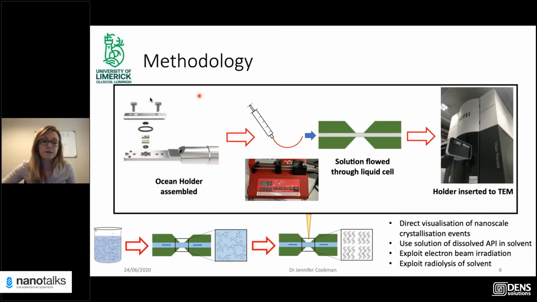So this is a schematic of the ocean holder here. So it's quite simple, where you have the silicon nitride sandwich, as I call it, just the 2 windows on top of each other, a system of O-rings, and then it's all shut together with 2 screws. So these O-rings enable the liquid to stay purely within this little flower-shaped bath of the holder, so it doesn't approach the vacuum of the microscope at all.